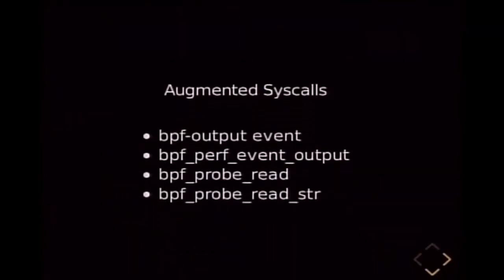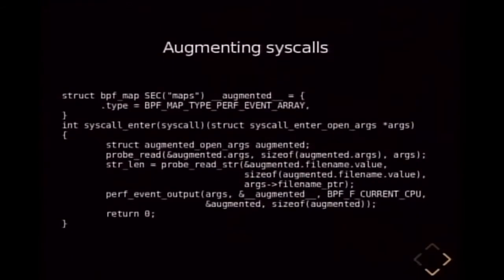It will use the BPF output event, which is the way for you to connect the BPF and perf worlds. There is one function that you can use in a BPF program, which is bpf_perf_event_output, which will get the data that you want into the perf ring buffer. And bpf_probe_read and probe_read_str, which is the way for you to collect.